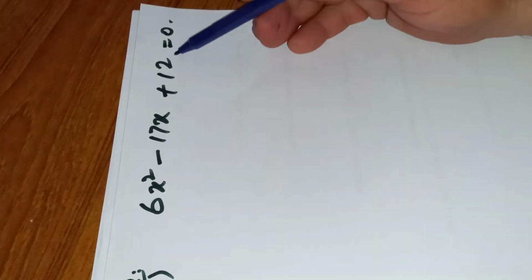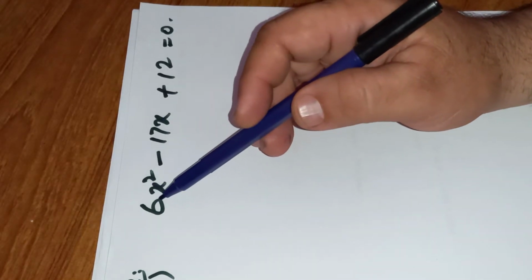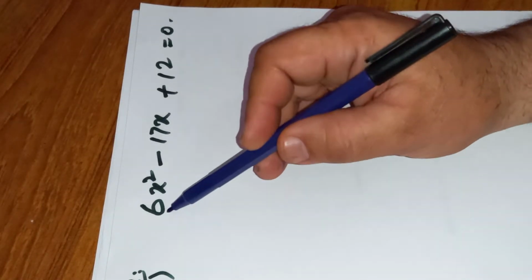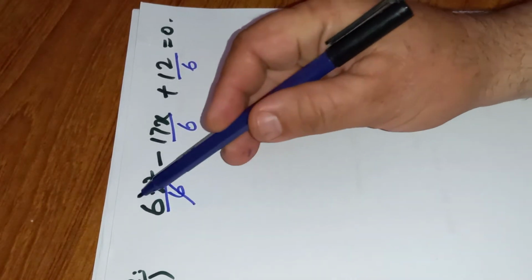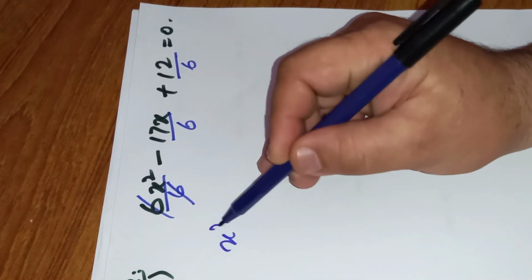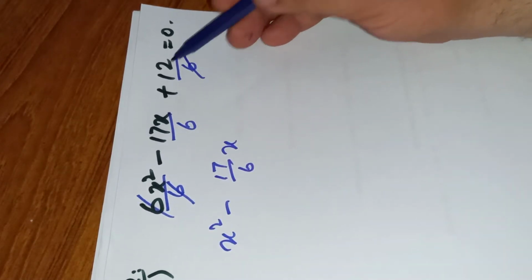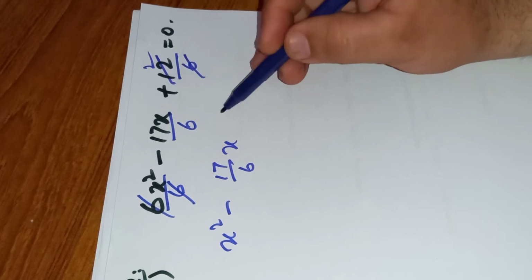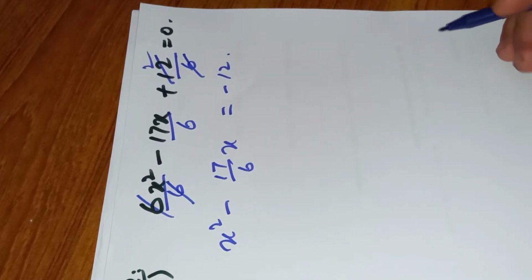So we have question number 2. Okay, with 6x square minus 17x plus 12. The first thing, as I told you, get rid of the coefficient of x square by dividing the whole equation by 6. Every term we will divide it by 6, get rid of this 6. We got x square minus 17 by 6 x, and 6 ones are 6, 6 twos are 12, plus 12 to the other side will become minus 12. Okay, minus 2.